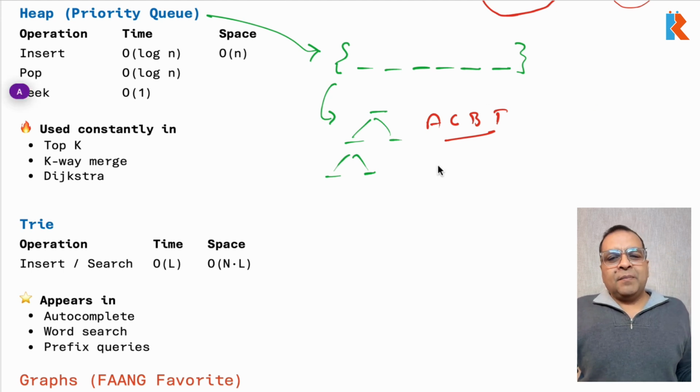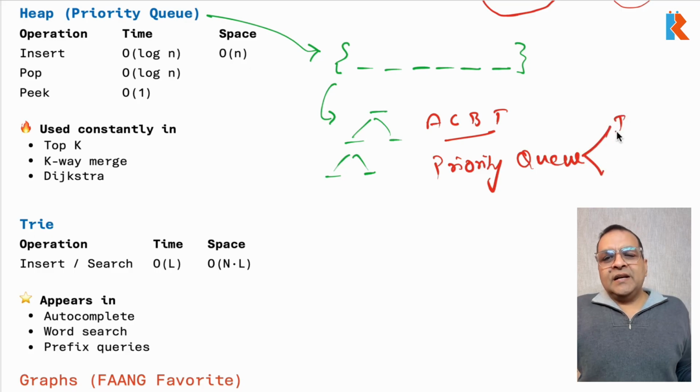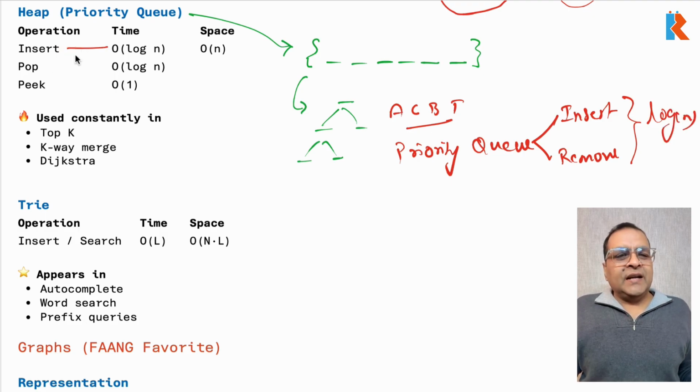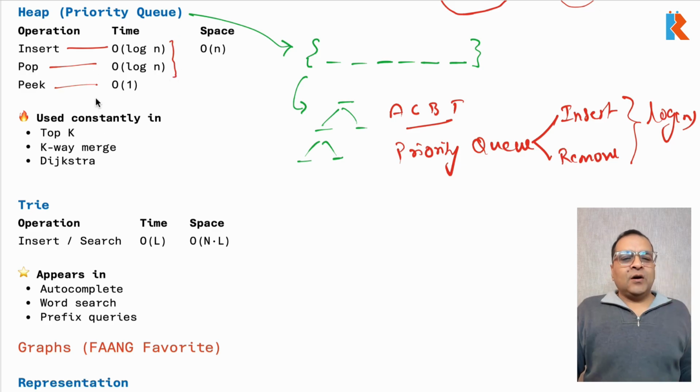Now heap is nothing but a priority queue. And we know that in a queue, there are two operations. Either you can insert an element in a queue or you can remove an element from the queue. For a heap, these two operations will take log n time. Whether you are inserting an element in a heap or you are deleting an element from a heap, both of these operations will take order of log n time. Peek means that you are only accessing the topmost element of the heap without deleting it. That takes constant time because the topmost element is present at the first position in the array.